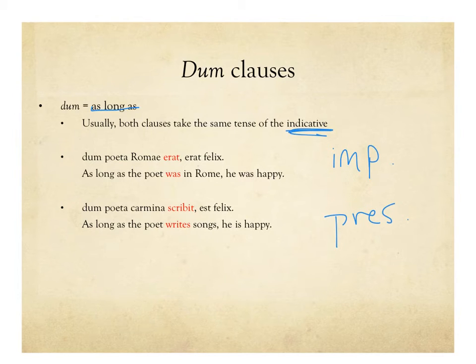Dum poeta carmina scribit est Felix. So as long as the poet writes songs, he is happy. Now, could we translate this while? We sure could, because this is a present indicative. While the poet writes songs, he is happy. And you can see that there is a kind of overlap here between as long as and while. But you can also see that both of them take the indicative, and really what we're talking about is factual information.